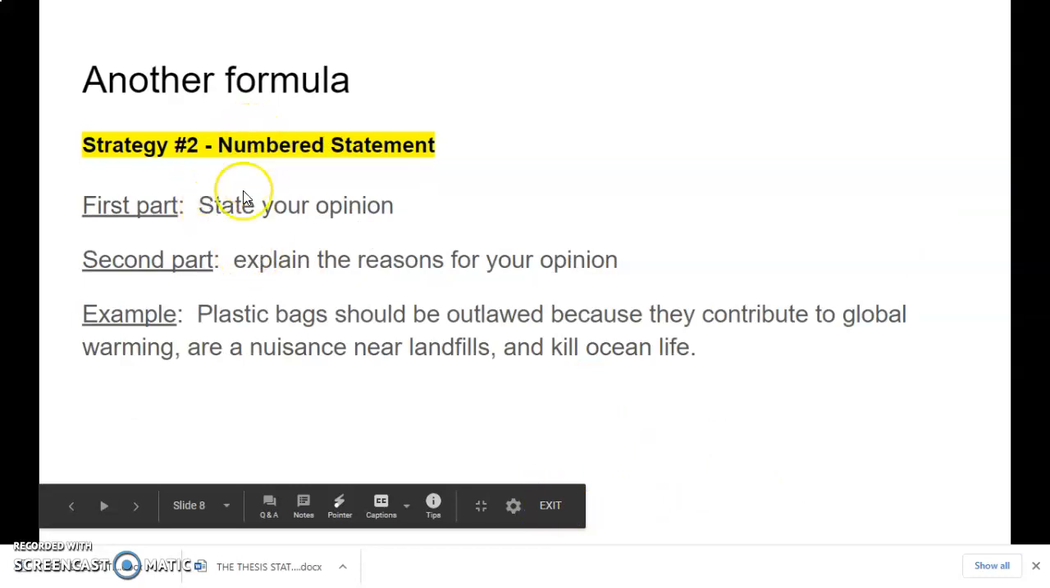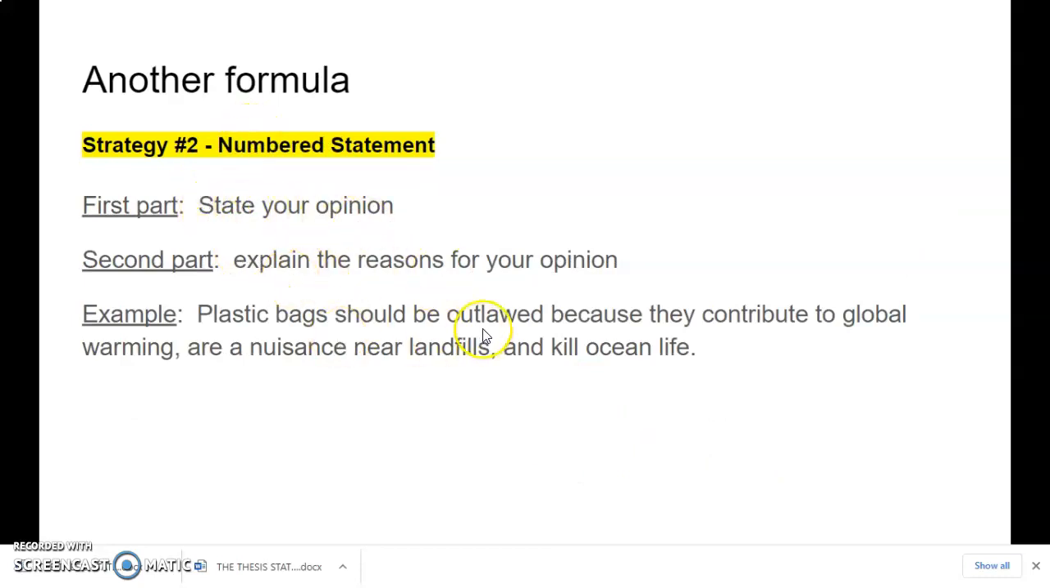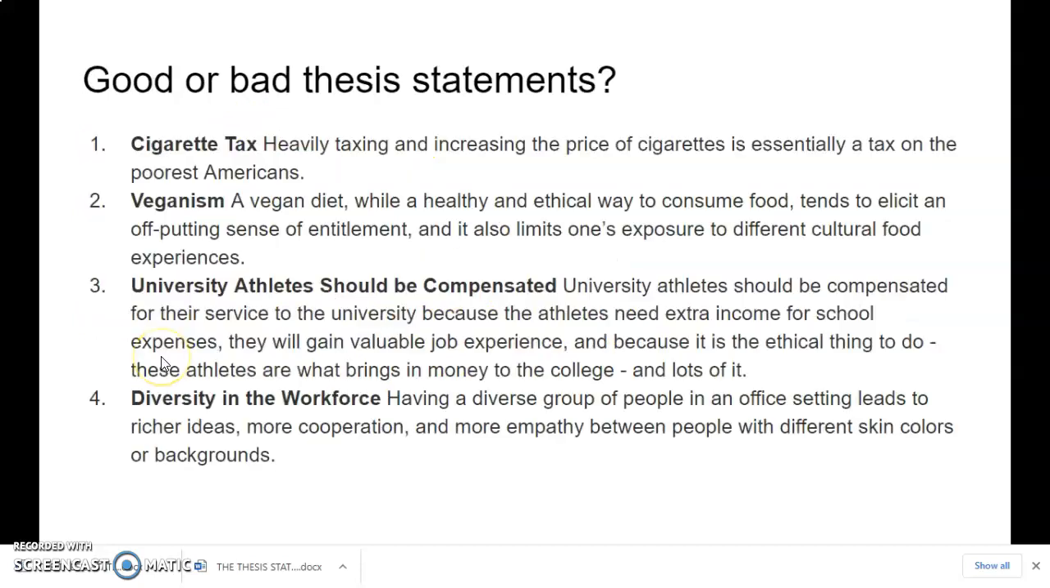Again, numbered statement, state your opinion and the reasons, and then this time you would have a little more of a list. Some good or bad thesis statements. You tell us. What do you think? Heavily taxing and increasing the price of cigarettes is essentially a tax on the poorest Americans. So again, if you go back, does it point to where that essay is going? Can you actually kind of outline the body paragraphs within that thesis?